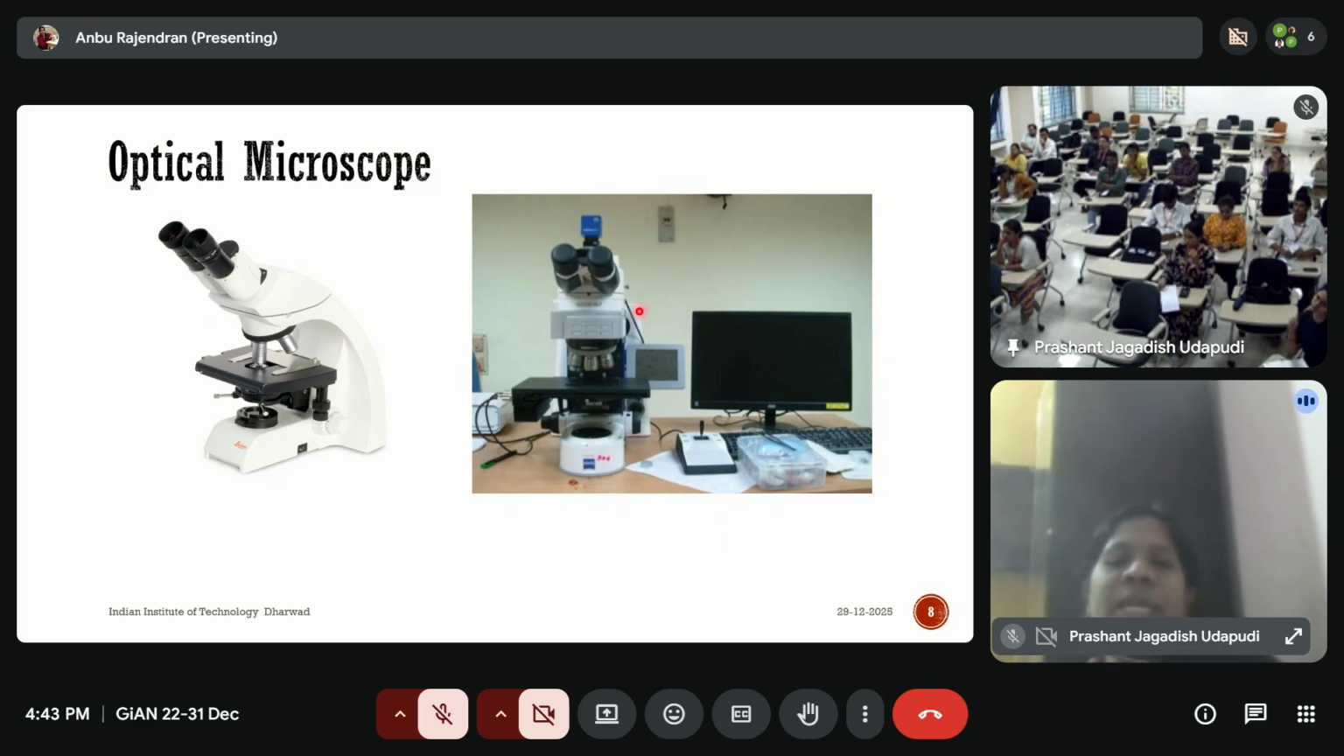Nowadays microscopes are coming with an attachment called an image analyzer. Okay, so the image analyzer has inbuilt software, ImageJ software. So ImageJ software can help you to measure some features present on the samples.